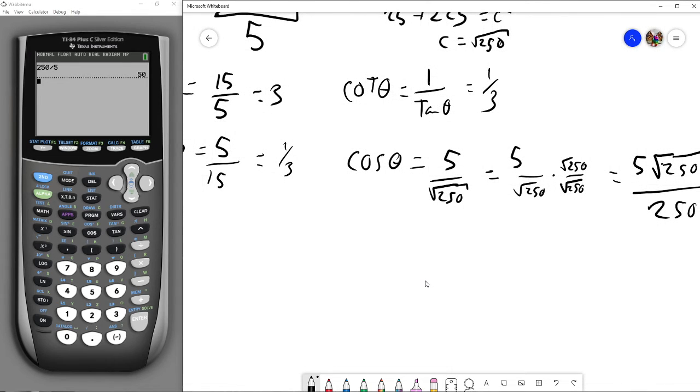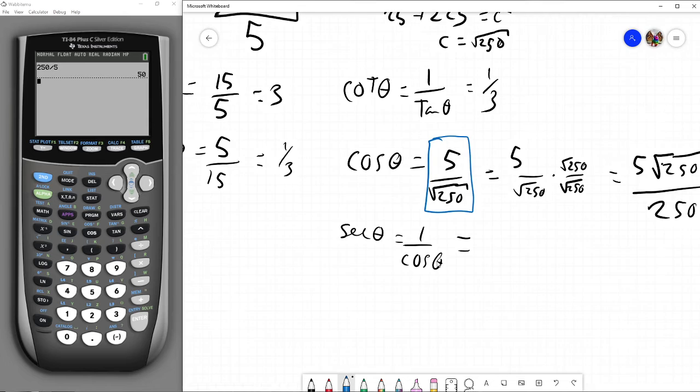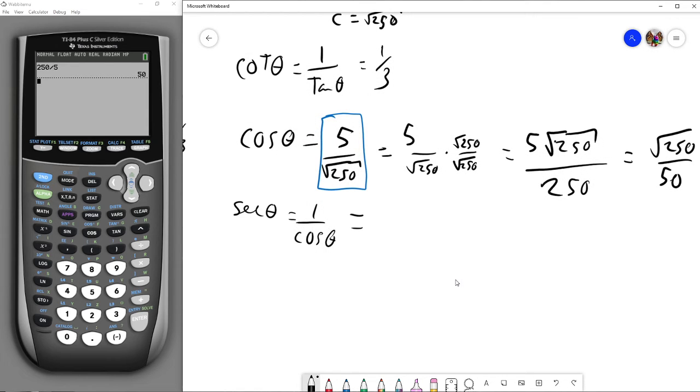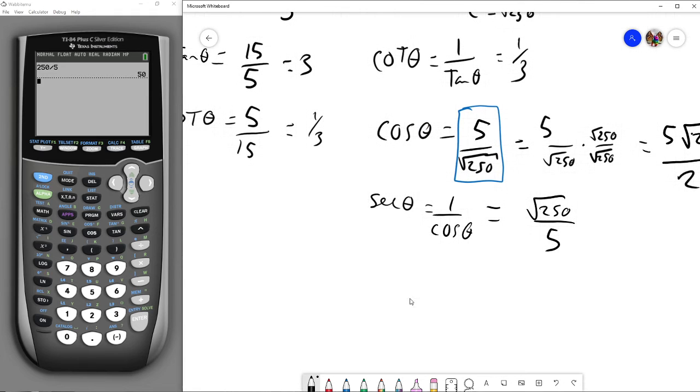And this tells us also that secant theta, which is 1 over cosine theta, if we just use this quantity here before we did all of our simplifying, then we wouldn't have to rationalize the denominator again. We just figure out, well, it's the reciprocal of this thing. So that's the answer for cosine, or for secant.